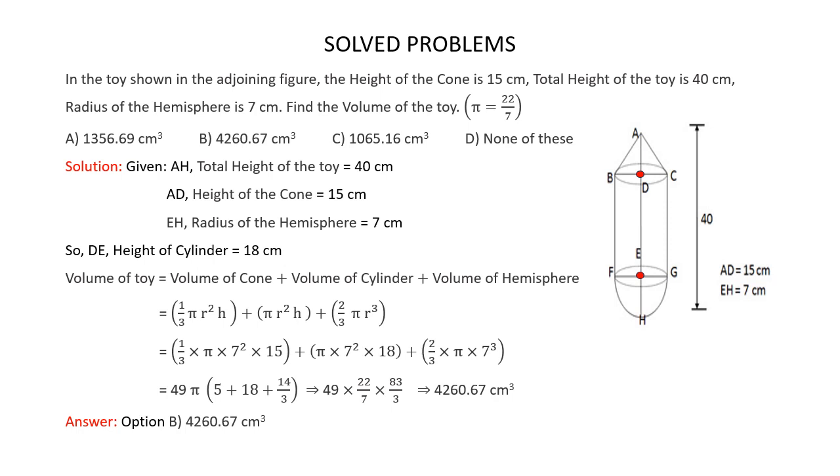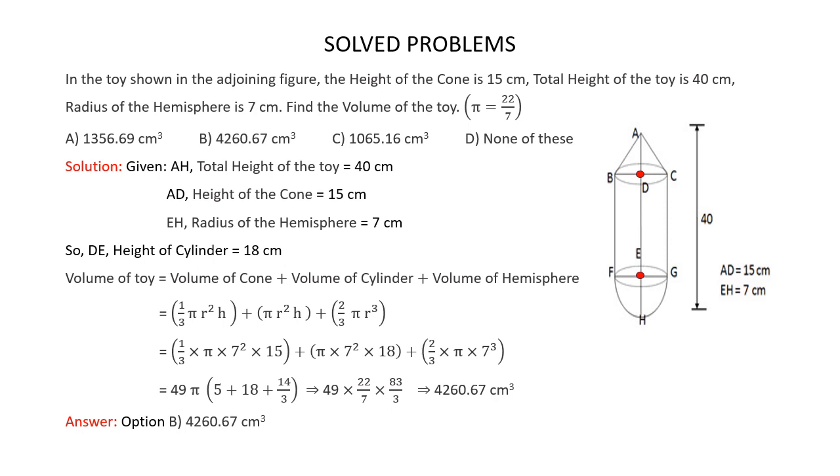Now look at this diagram. Here EG is also the radius of the hemisphere and EG is equal to 7 centimeters. Now here EG is also the radius of the cylinder, which means the radius of the cylinder is also 7 centimeters. Now clearly here you can see that EG is equal to DC, which means DC is 7 centimeters. Now here DC is the radius of the cone. So the radius of the cone is also 7 centimeters. So in this toy, the radius of the cone is 7 centimeters, radius of the cylinder is 7 centimeters, and radius of the hemisphere is also 7 centimeters.